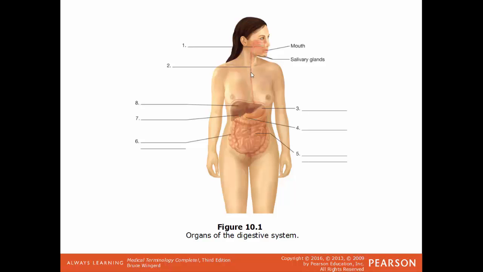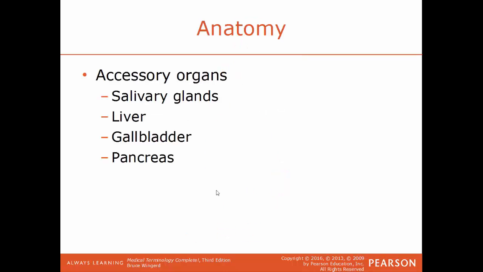That's a very general overview of the system, starting with the mouth, the throat or the pharynx, then the esophagus, into the stomach. That leads to the various parts of the small intestine, and then the large intestine, and then out through the rectum. As I mentioned before, the accessory organs to the system are critically important to its overall function, and those accessory organs include the salivary glands in the mouth, the liver, the gallbladder, and the pancreas.